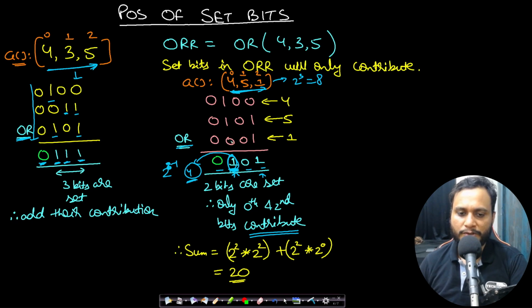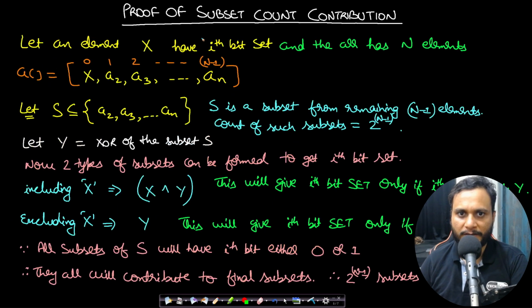And what is the weight? It is 2 to the power of 2. So 4 times 2 to the power 2 will be 16. And this is having a weight of 2 to the power 0, which is 1. And this will also contribute to 4 subsets. So 4 times 1 will be 4. So the total contribution will be 20, which is the XOR sum, right? So I think solving the problem is clear. So let's now see the proof of the subset count contribution.